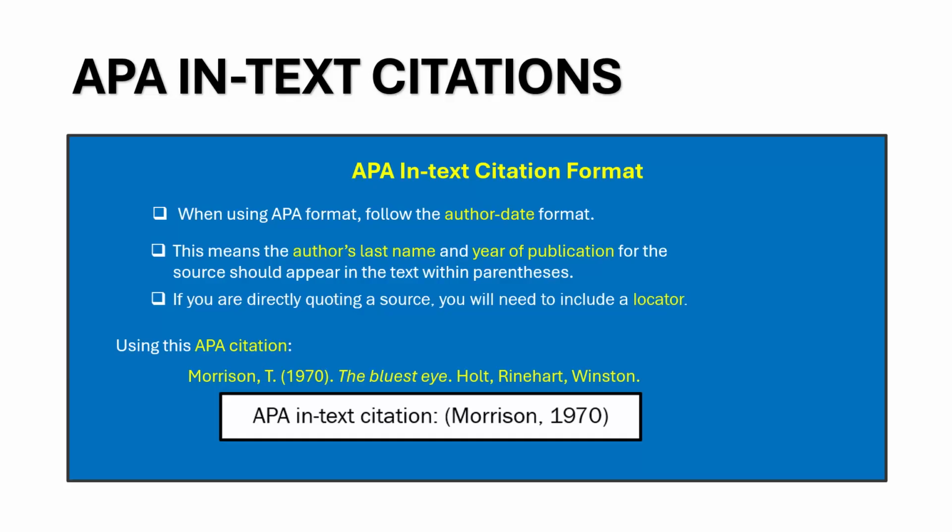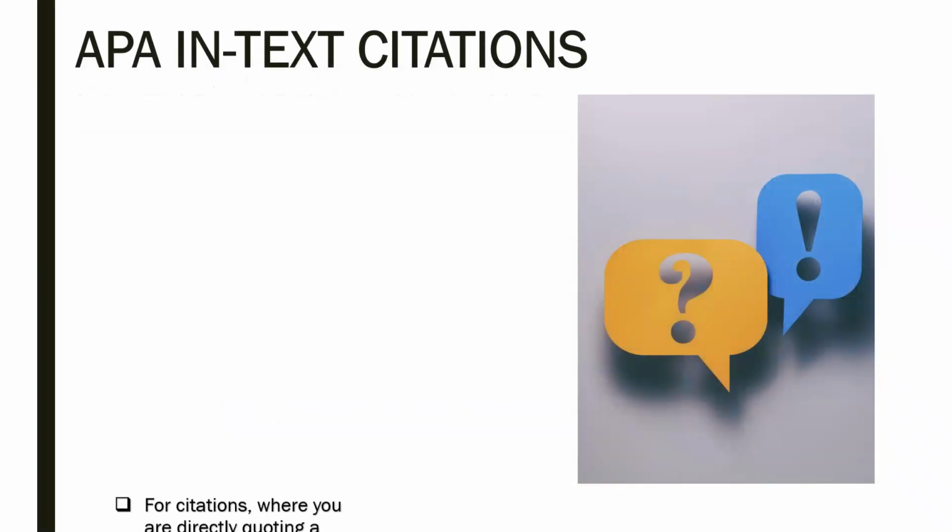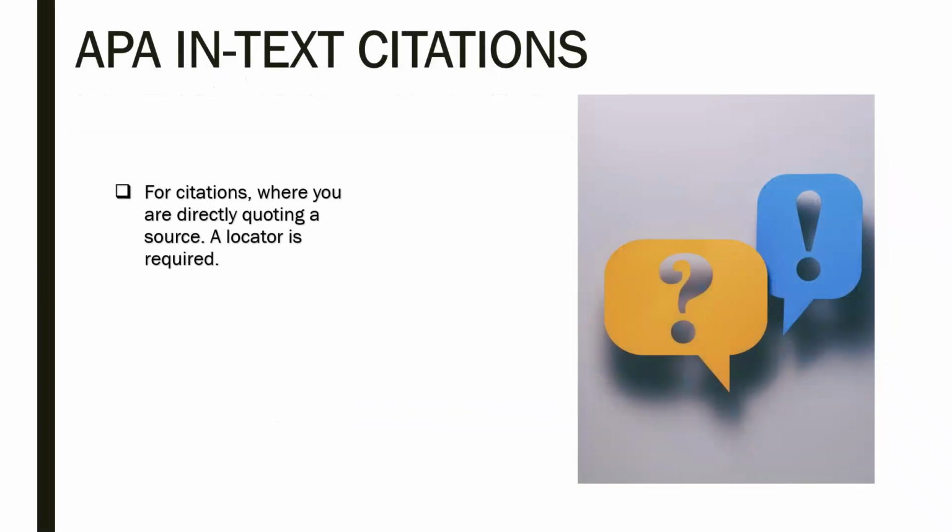Remember, all in-text citations must refer to a full citation on the reference page. If you do not include a citation on the reference page, you're not properly citing another's thoughts or ideas, and this is considered plagiarism. As mentioned before, if you're directly quoting a source, a locator is required. A locator can be a page number, a timestamp, or a paragraph number or heading.